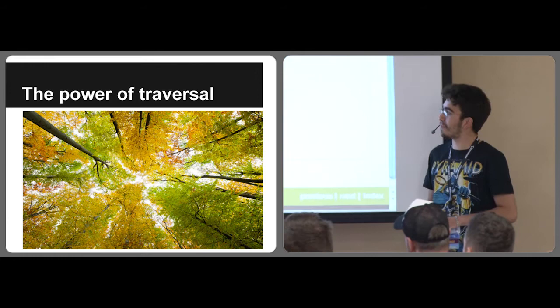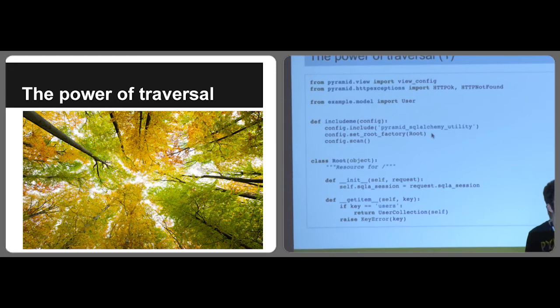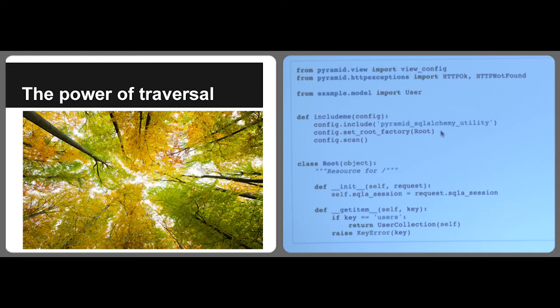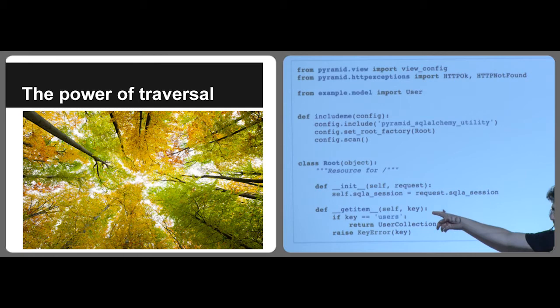So traversal starts with a root factory. This object is going to represent what's the resource at slash. We don't have routes at all, but we tell Pyramid, hey, when a request comes, first you instantiate this object. Then you call its getItem method, it's like dictionary access, with the first segment of the path. If I have slash users, slash 123, slash messages, first I instantiate root and I pass the first segment, users, to the getItem. And here you can see if I have users, traversal continues. And another object will be traversed with the user ID. But if I have something else than users, raising a key error lets Pyramid return a 404 not found status.